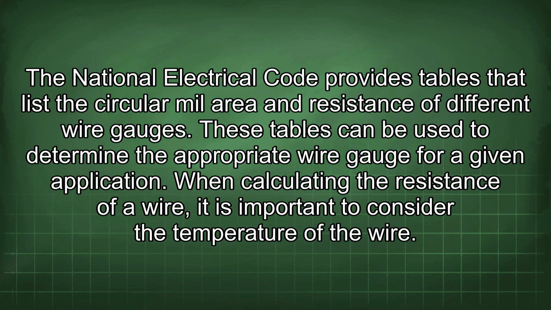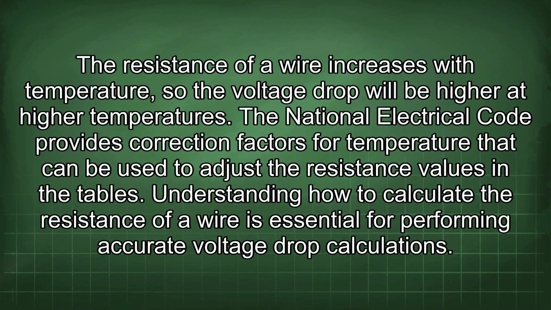The National Electrical Code provides tables that list the circular mil area and resistance of different wire gauges. These tables can be used to determine the appropriate wire gauge for a given application. When calculating the resistance of a wire, it is important to consider the temperature of the wire. The resistance of a wire increases with temperature, so the voltage drop will be higher at higher temperatures. The National Electrical Code provides correction factors for temperature that can be used to adjust the resistance values in the tables.